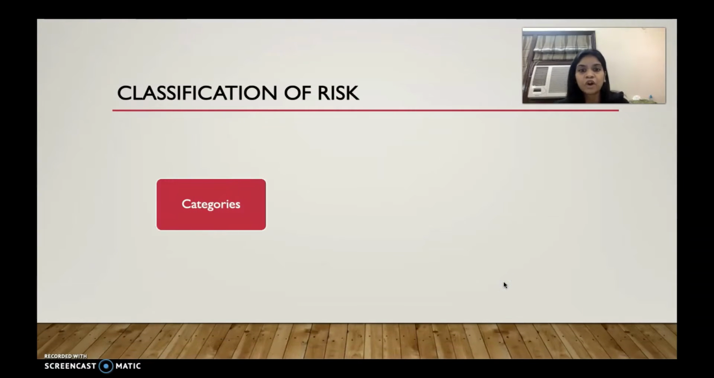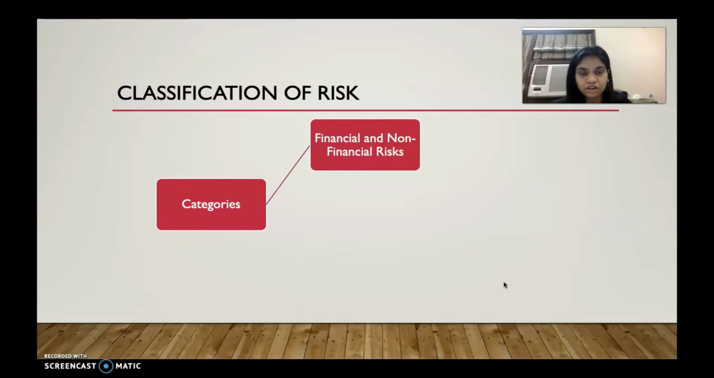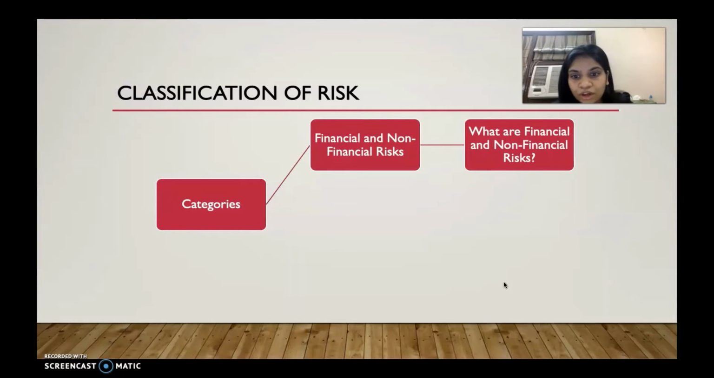Risks can be broadly classified into three categories: financial and non-financial risks. Now, what are financial and non-financial risks? Financial risks are those risks whose outcomes can be measured in monetary terms, and non-financial risks are basically risks whose outcomes cannot be measured in monetary terms. For example, theft of property, including cars or motorcycles, can be considered a financial risk.